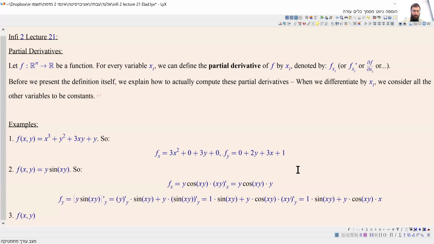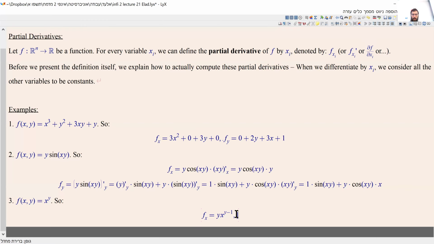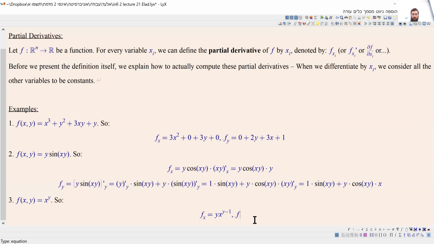f(x,y) is x to the power of y. When we think of x as the variable and y as the constant, it's just a polynomial, x to the power of 5. So y jumps out, and we get y x^(y-1). On the other hand, when you differentiate by y, consider x to be the constant, it is 5 to the power of y, it's an exponential, exactly. And how do we differentiate an exponential? The exponential stays the same, and we are multiplying it by the logarithm of the base, which is ln x.